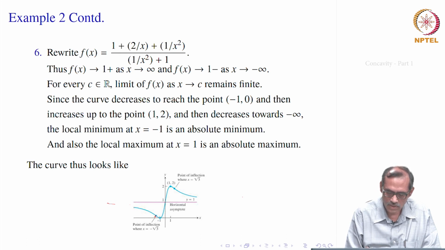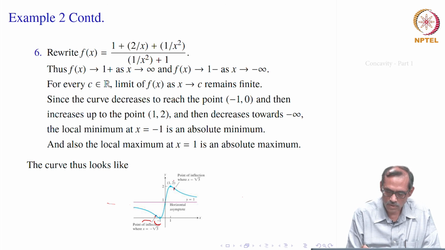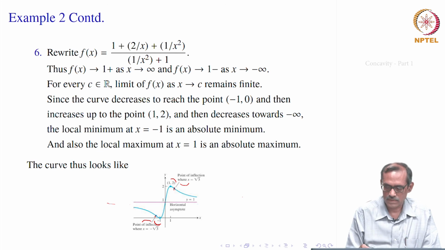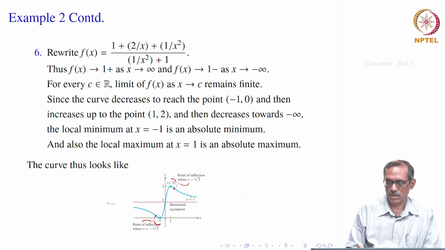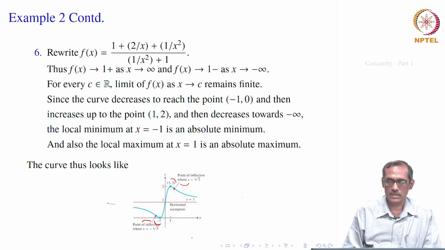So, here it is concave up, and here it is concave down. Similarly, at √3 also the curve is concave down, and here it is concave up. It goes like this, but not going beyond, but this way. So, that is how the curve would look like. You see how the derivatives are used to get an idea about the shape of the curve.